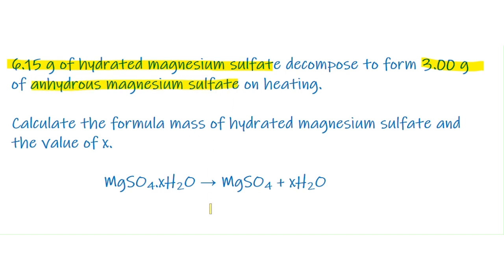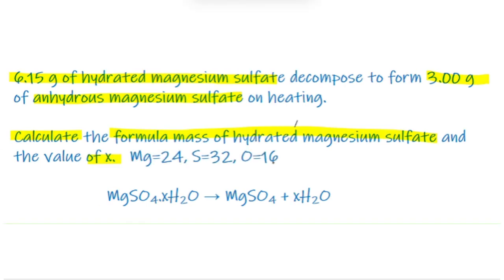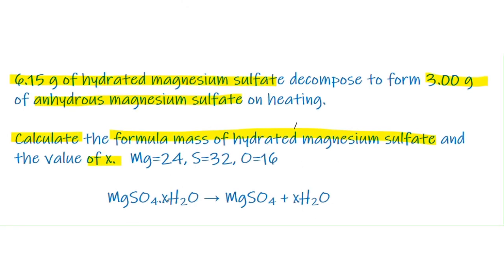6.15 grams hydrated magnesium sulfate decomposed to form 3 grams of anhydrous magnesium sulfate on heating. Calculate the formula mass of the hydrated magnesium sulfate and the value of X. MgSO4.XH2O gives MgSO4 plus XH2O, so it's a decomposition. There's a lot of information with this equation. The MgSO4 on the left is hydrated. On the right, the MgSO4 on its own is anhydrous.